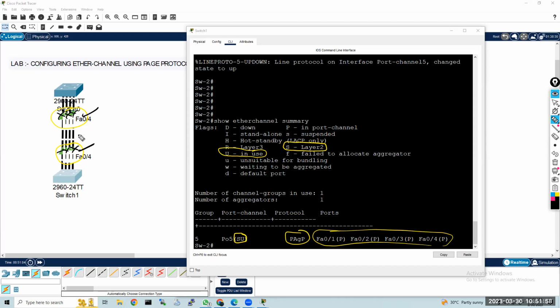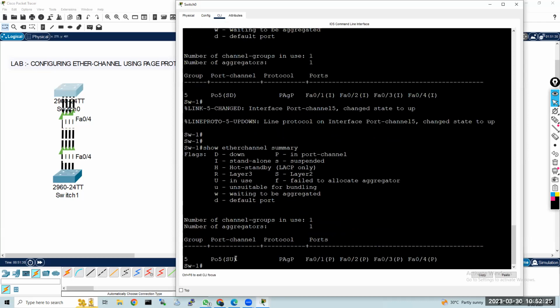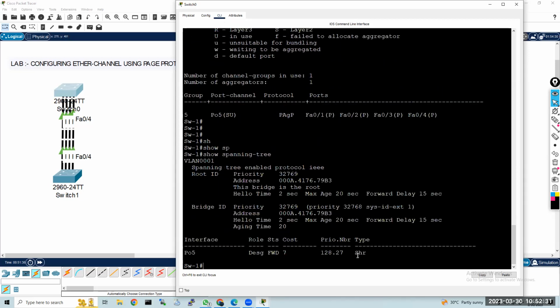Have you noticed here? Yes. It means we are fooling your spanning tree protocol by making this bundled port channel. Same from this side, if you check, show the summary, SU. Now see show spanning-tree. These guys are root bridge. Can you see what the difference is? What difference can you see here, guys?